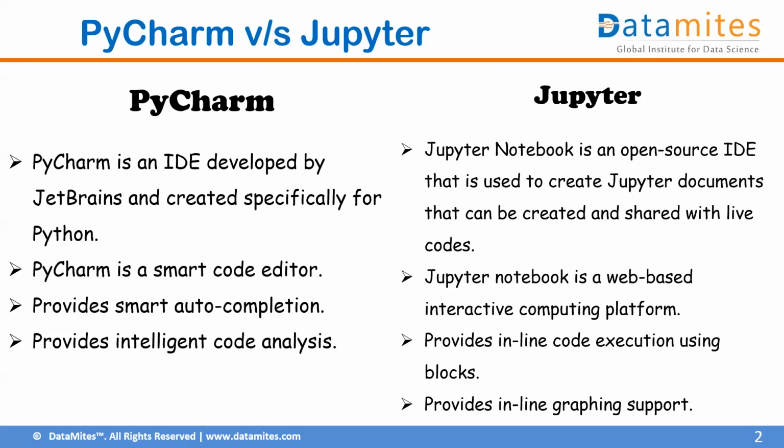Whereas Jupyter is a web-based application. Jupyter Notebook is a web-based interactive computing platform. When you run Jupyter Notebook, it is going to get launched in a browser. Okay, cool. Coming to PyCharm again, PyCharm provides smart auto completion. If you have declared some variables earlier and you're partially typing them, PyCharm is going to auto suggest and auto complete it for you. It makes your work much lesser.